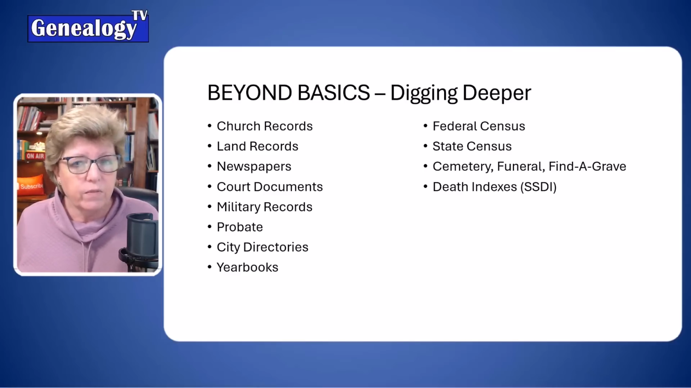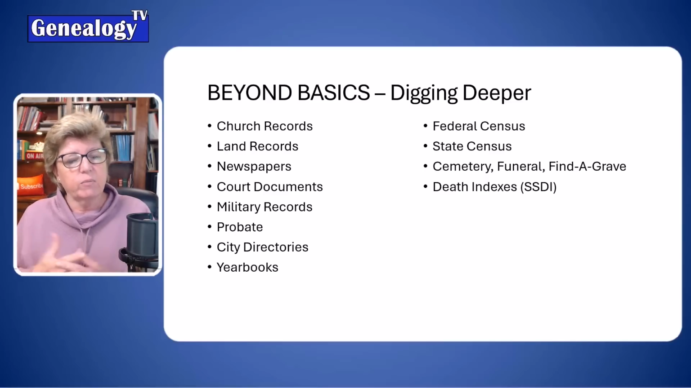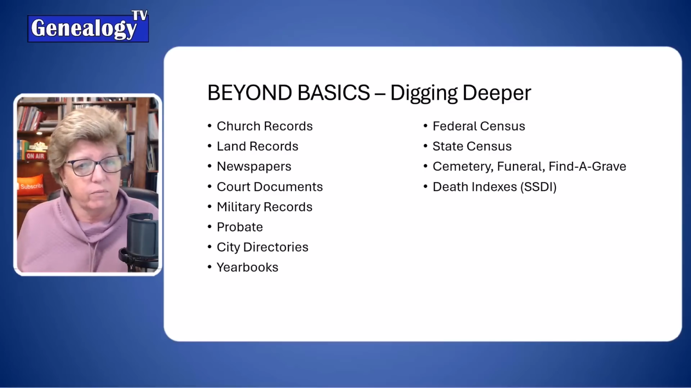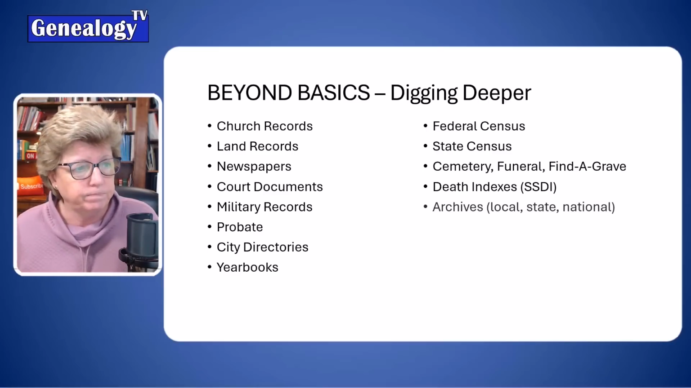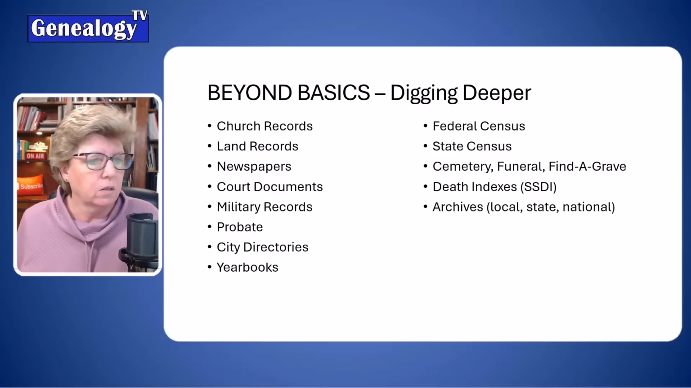So there are 2 different indexes. While some of the information crosses over, there is different information in both of the indexes. Is your ancestor going to be in both of them? Not necessarily, but there is a good portion of them that overlap. All right, archives: local, state, national, check those out.